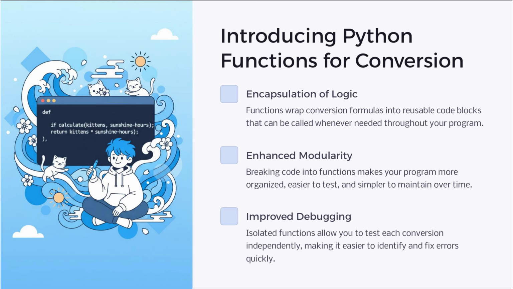Python functions encapsulate conversion logic, transforming formulas into reusable code blocks. This enhances modularity, making programs more organized and maintainable. Functions also improve debugging by isolating conversions, allowing independent testing and quick error identification. These benefits streamline the development process, ensuring efficient and reliable temperature conversions.